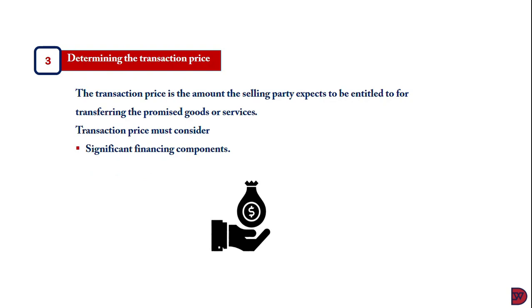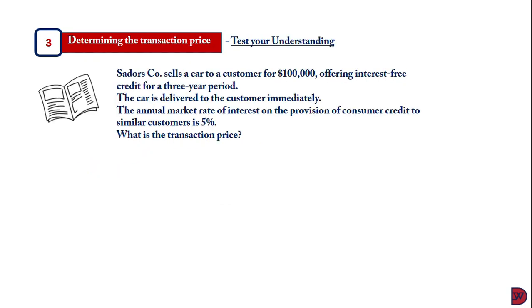Also, if payment is made in advance and the delay of transfer is at the discretion of the client, then significant financing is not at play. The other factor that can affect the price is variable consideration. Now, if the consideration promised in a contract includes a variable amount, an entity must estimate the amount of consideration to which it expects to be entitled in exchange for transferring the goods or services that has been promised to the customer. Let's test our understanding here.